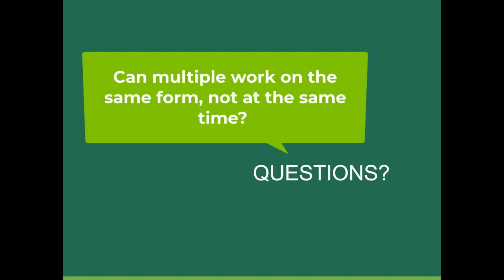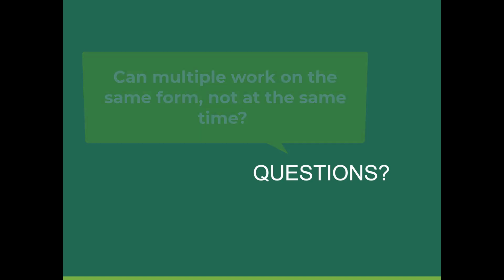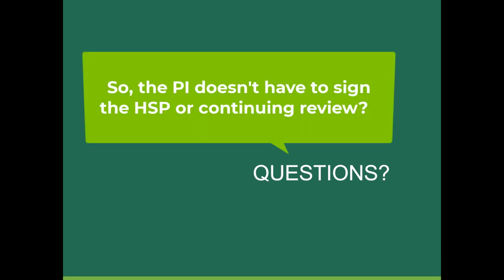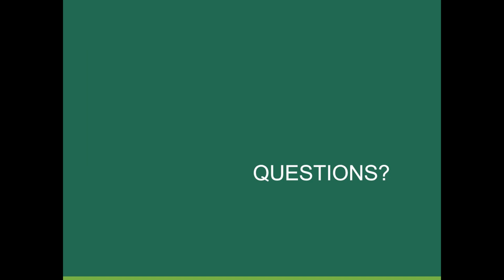Okay, I believe there's a clarification to an earlier question. Can multiple people work on the same form, not at the same time? I guess, is that access related? Yeah, correct. Multiple people cannot work on the same form at the same time. Multiple people can work on the form, they just can't do it at the same time. You would run the risk of overriding some changes. And I guess there's clarification that the PI does not have to sign the HSP or continuing review. That is correct. The PI does not have to sign the HSP or continuing review.